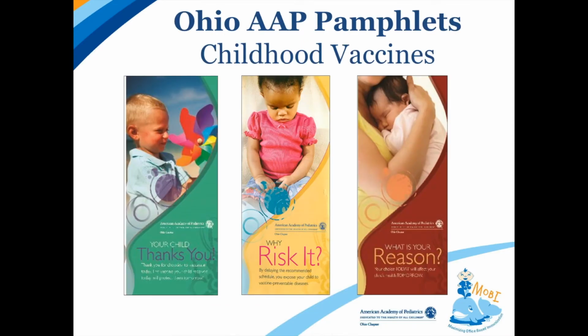These pamphlets are really great ways to dispel some of the myths that parents may have. So the first pamphlet is green, and it says, "Your child thanks you." So this is for parents who are fully vaccinating according to ACIP recommendations, and we want to thank them for making this decision, not only for protecting their own child, but for protecting children and adolescents and even the elderly who may not be able to receive certain vaccinations.